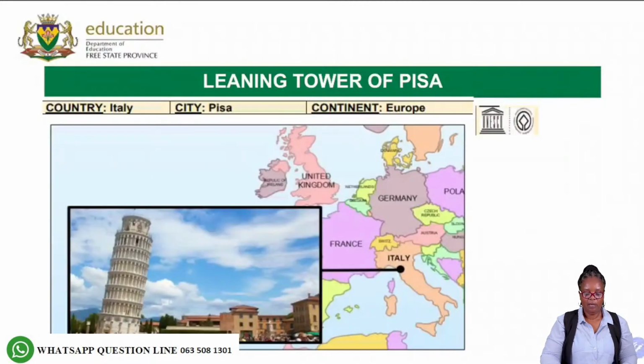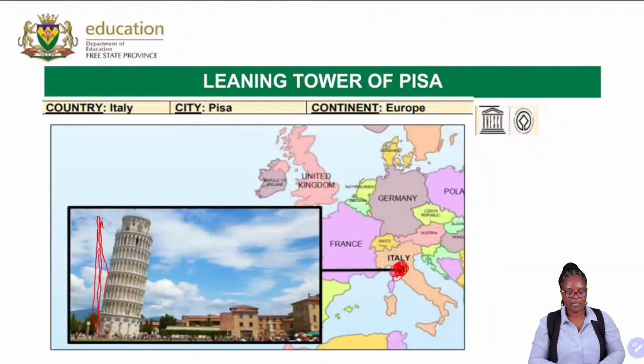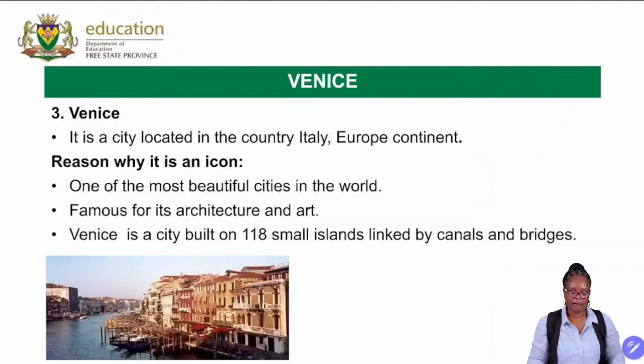Here it is. It is here in Italy. Look at the map. This is the map of Italy. Here it is in Europe. Let's have a look at the tower. We can see that it is not straight. It is tilted to the side. So this is our icon, the Leaning Tower of Pisa.